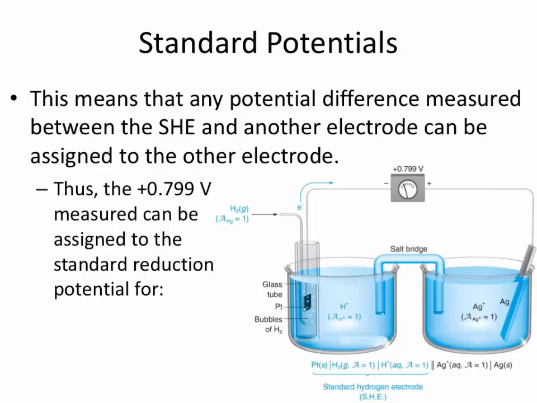Now this means that any potential difference measured between the standard hydrogen electrode and another electrode can be assigned to the other electrode. And thus, the plus 0.799 volts that was measured can be assigned to the standard reduction potential for this cell, that is, for our silver ions reacting to silver solid.